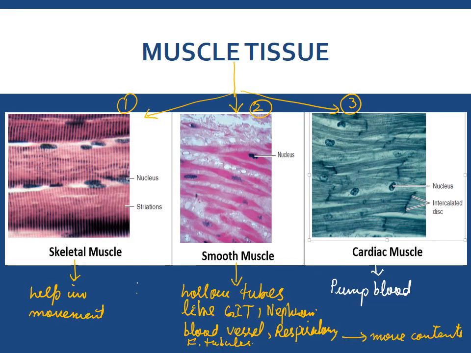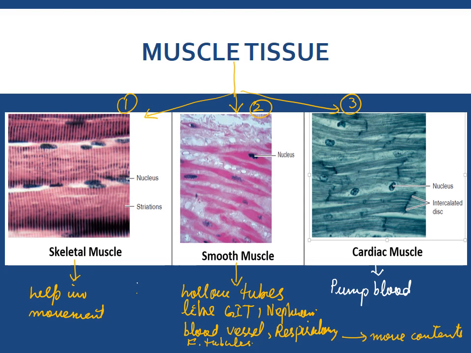Now, first are the muscle tissues. The muscle tissue is composed of three basic types, 1, 2, and 3. So the first type is skeletal muscles, and skeletal muscles help in movement. Conscious movement, voluntary and involuntary both.